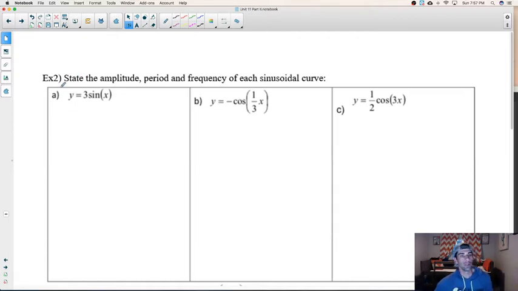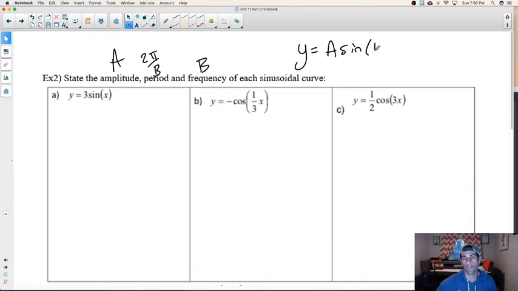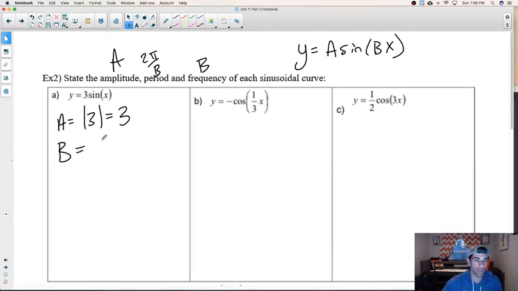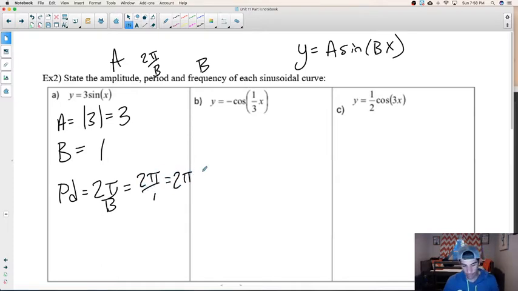Okay. State the amplitude, period, which is 2 pi divided by b, and the frequency, which is b, of the sinusoidal curves, which remember are a sine or cosine, bx. So here, remember the amplitude is the absolute value, so the absolute value of 3 is 3. The frequency, that is the number next to the x, is going to be 1. To find the period, we are going to do 2 pi divided by b, which is 2 pi divided by 1, which is 2 pi.